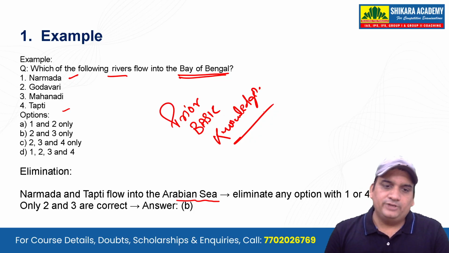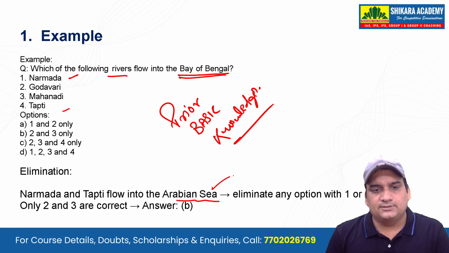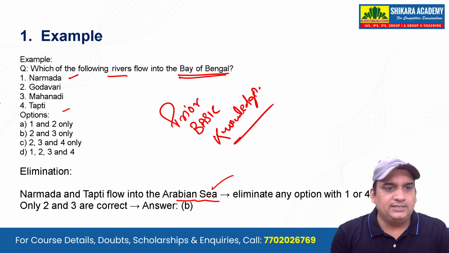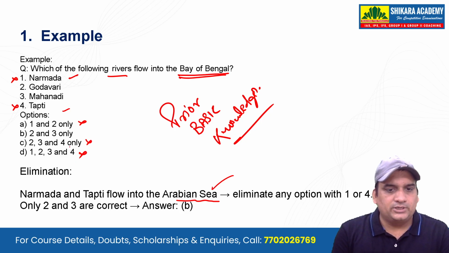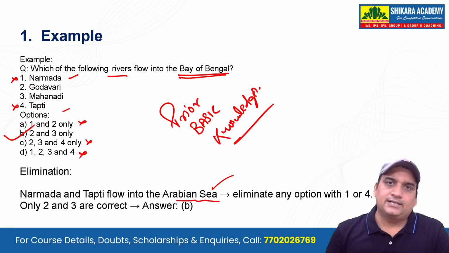Okay, so if you knew, guys, that the Narmada and Tapti are the ones flowing into the Arabian Sea, you could have very easily crossed out the options with 1 and 4. Wherever you find 1 and 4, you will just cross it out, and after crossing it out, you are left with only one right answer, and that is 2 and 3.